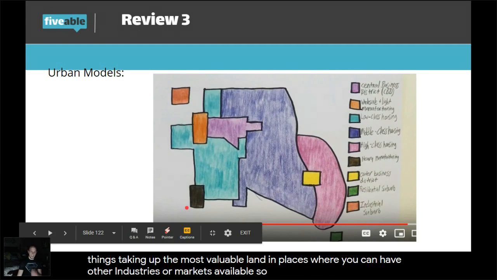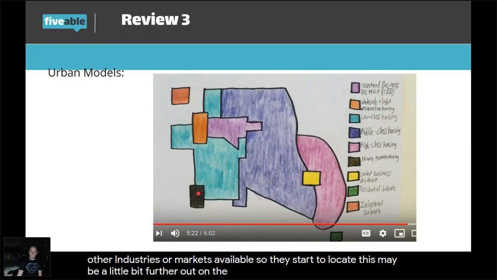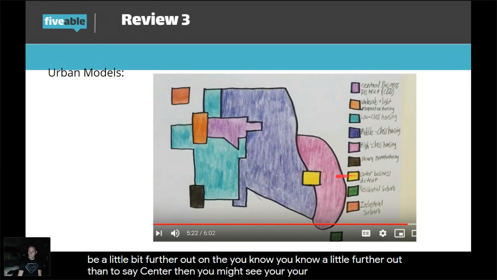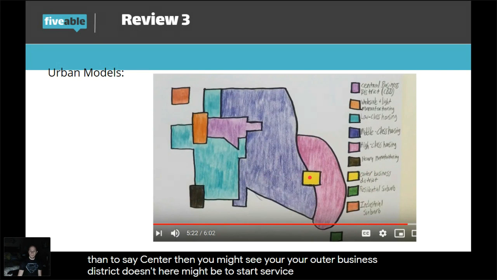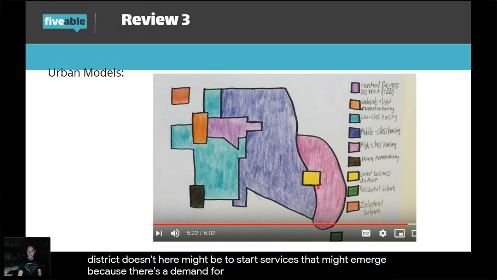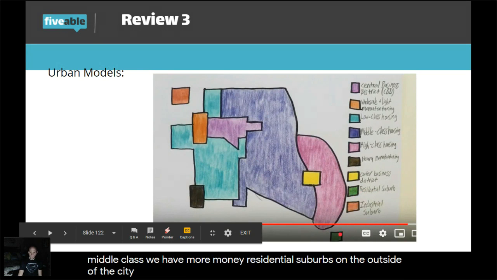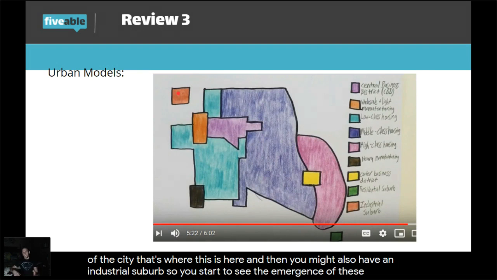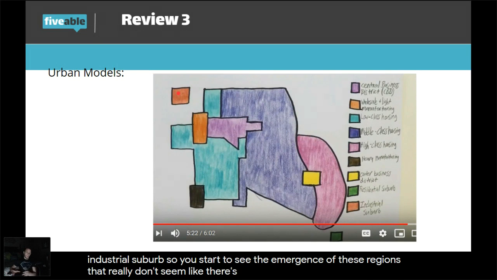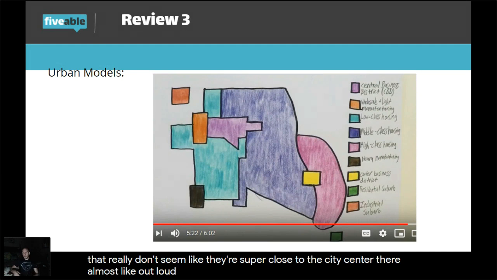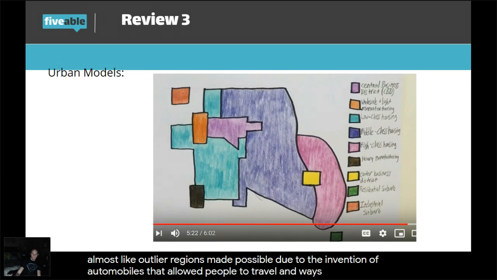So they start to locate this a little bit further out than the city center. Then you might see your outer business district. This here might be the start of services that might emerge because there's a demand for it in the area between the rich and the middle class. We have more money. Residential suburbs on the outside of the city, that's where this is here. And then you might also have an industrial suburb. So you start to see the emergence of these regions that really don't seem like they're super close to the city center. They're almost like outlier regions made possible due to the invention of automobiles that allow people to travel in ways never before seen.